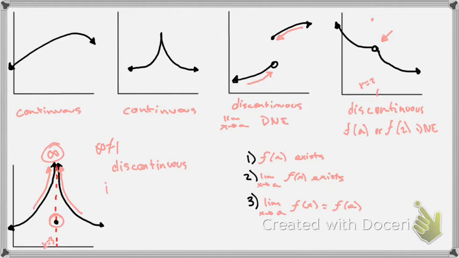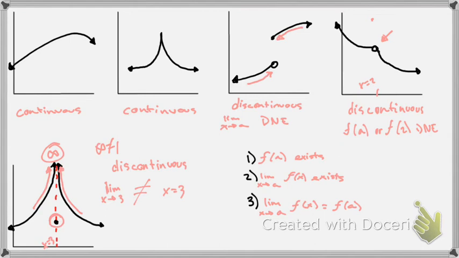because the limit as x approaches 3 does not equal the value at x equals 3. So that is just an example of each of the different ways it can be discontinuous.